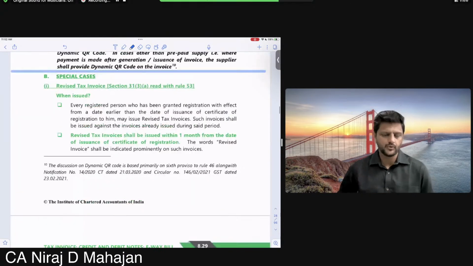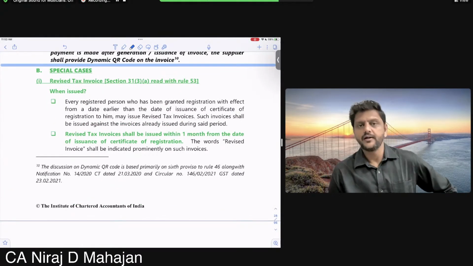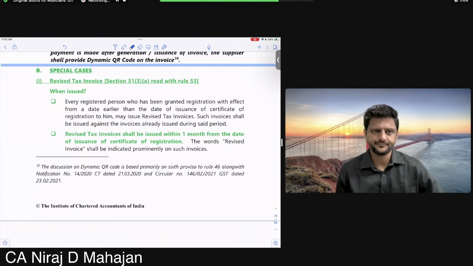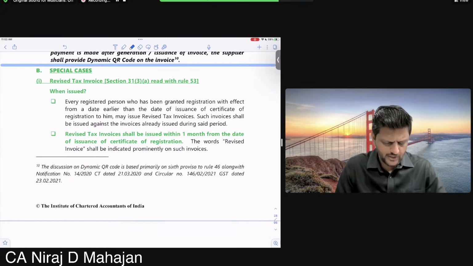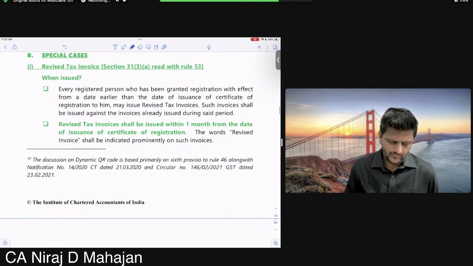चलो. Come to these special cases. Let us do something proper, important. Revised tax invoice. Important. Section 31(3)(a). Ready? When is it issued? Pay attention now. Very important now. This we have already discussed a little bit. Pay attention बच्चों.